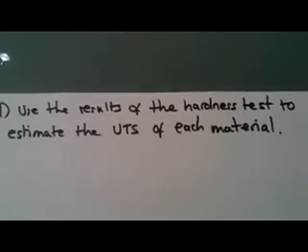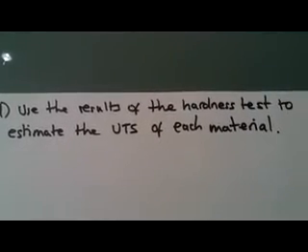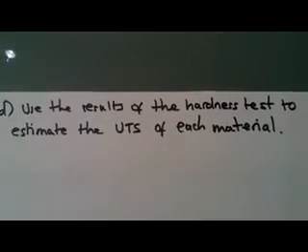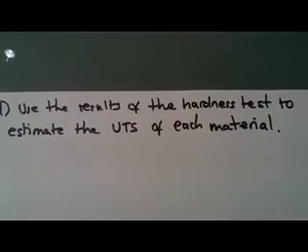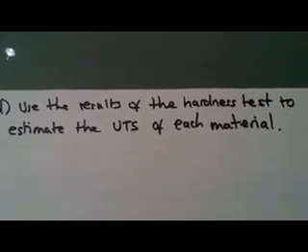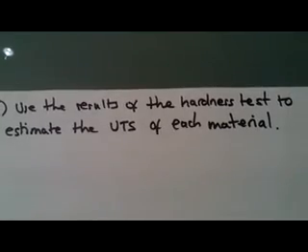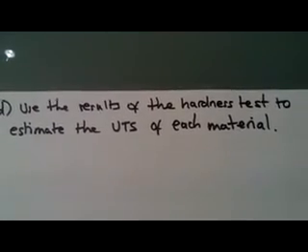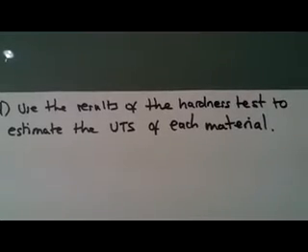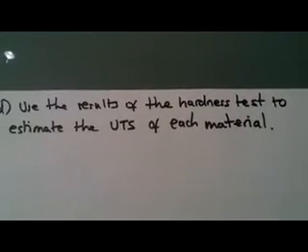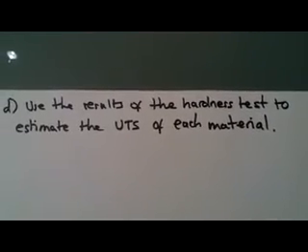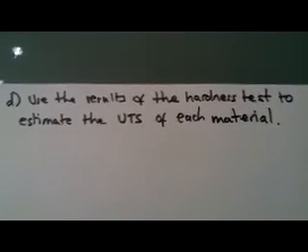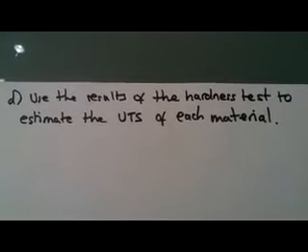Right, so the last part of the assignment, or the last part of the analysis, asks you to use the results of the hardness test to estimate the UTS of each material. So I gave you a table last week in the materials testing handout that converts hardness to tensile strength. It's a bit limited, the table itself, but it's the best one I could find on the internet, I'm afraid.